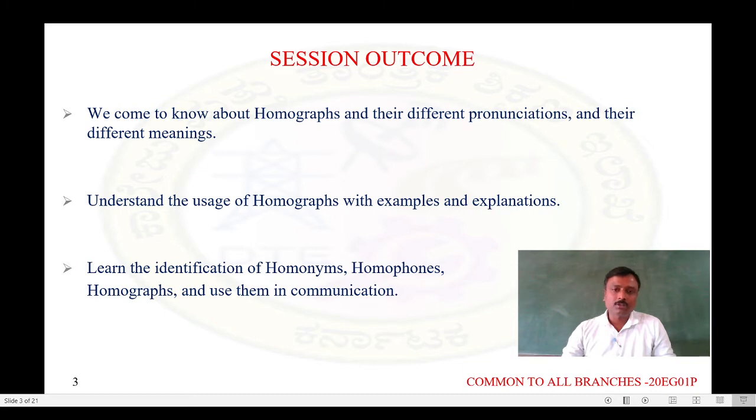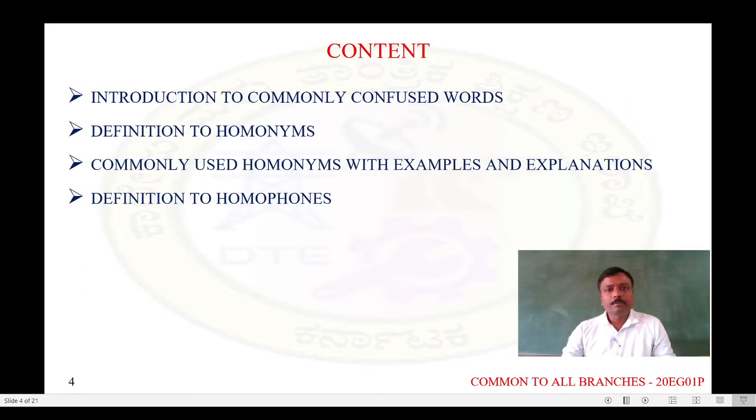I hope you have understood the session outcomes. Now, content. The content of the session will be the following. So let's see one by one. Introduction to commonly confused words. In this session, we're going to give an introduction to commonly confused words and the definition of homonyms. I have already mentioned we're going to discuss homonyms. So we're going to know the definition of homonyms, and commonly used homonyms with examples and explanations.